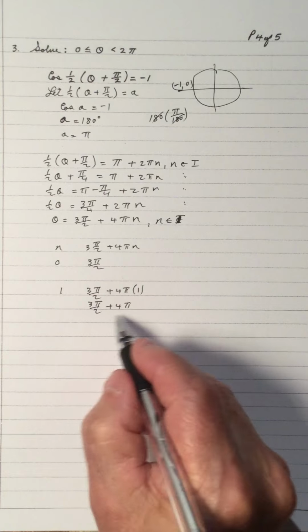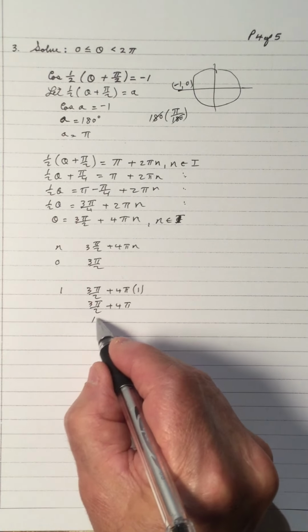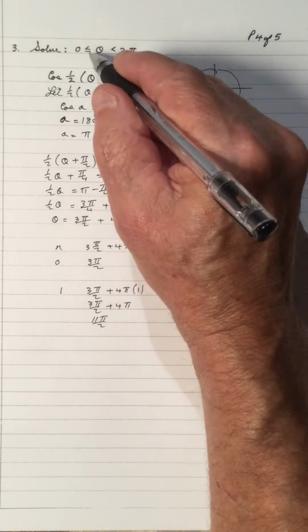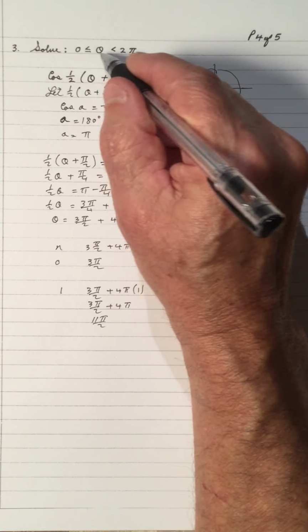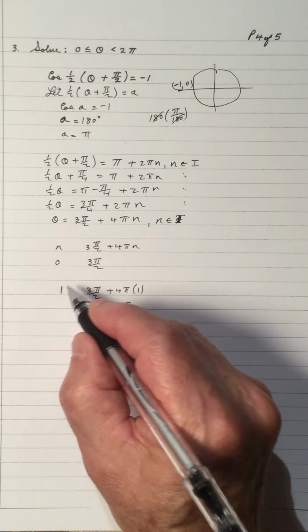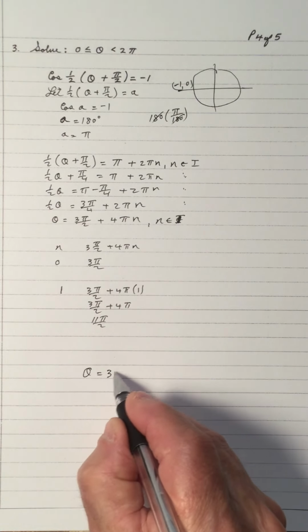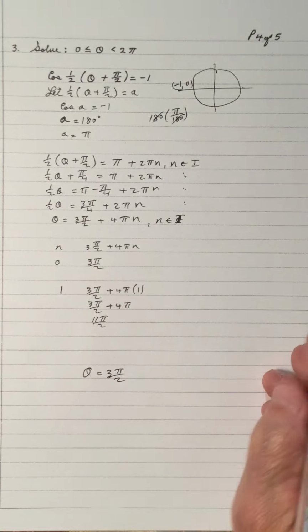And notice when you add that up, you get an 8. So that's 11 pi over 2. But you can see we're adding on 4 pi, so that makes it way bigger than what we have here. So n can't be 1, so this is the only answer. So the answer, theta, is 3 pi over 2.